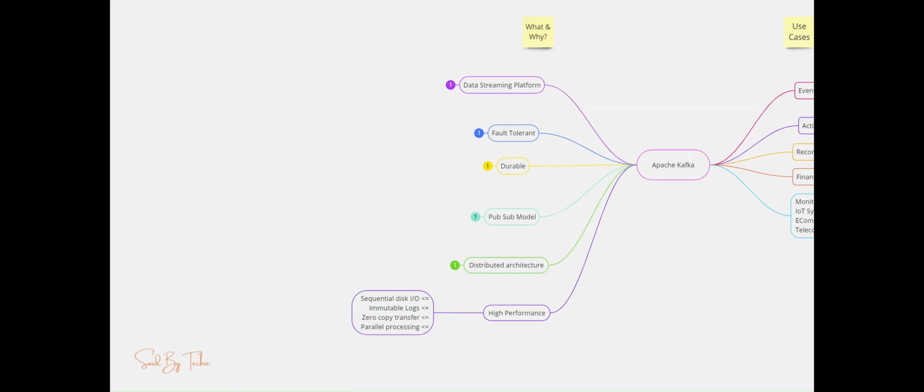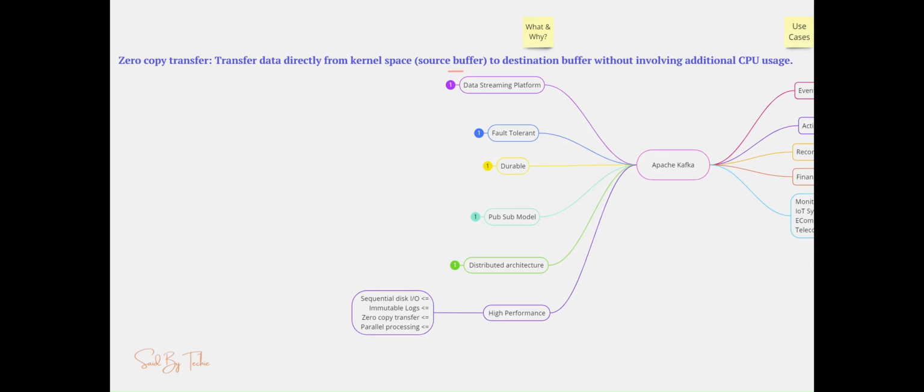And we have next, zero copy transfer. What Kafka does is it uses zero copy transfer techniques when reading and writing data. This means the data is transferred directly from the kernel space to user space without any unnecessary copying, right? This reduces CPU overhead and also uses less memory. So it doesn't store the data anywhere, it just keeps it within the application, I mean Kafka, right? So this is how it gives overall performance improvement.